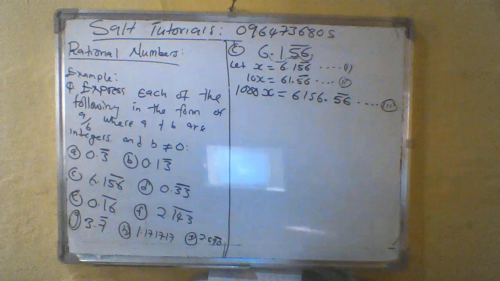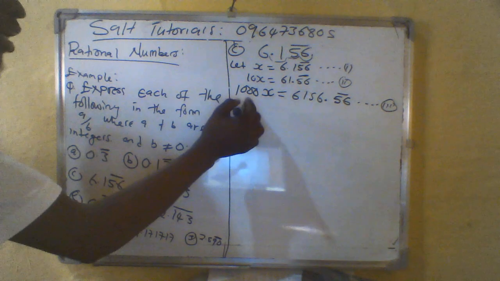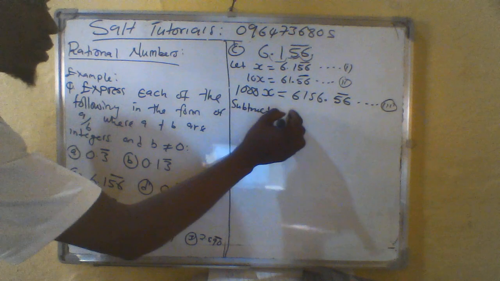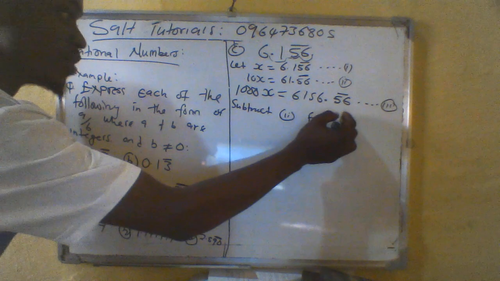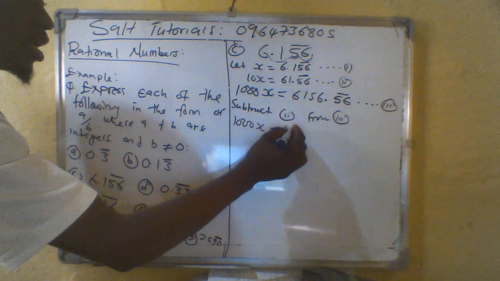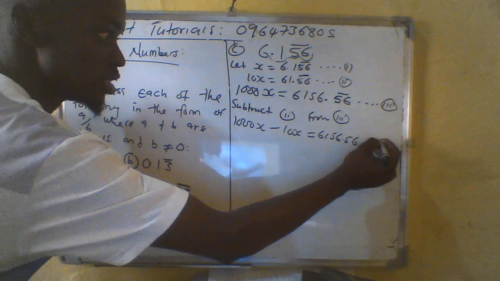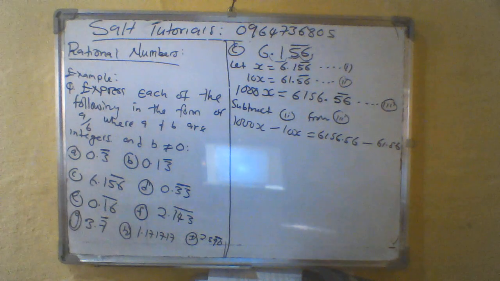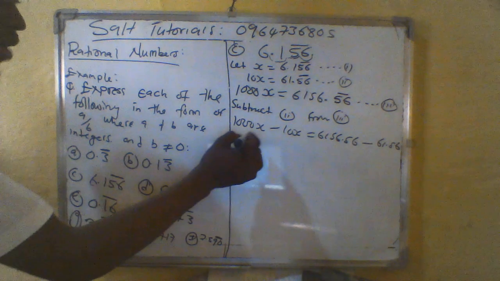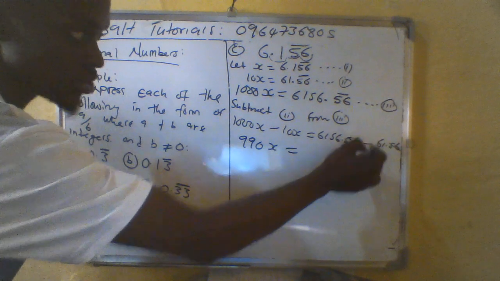So use the two equations which have the same repeating decimals, equation 2 and equation 3. So that we can subtract equation 2 from equation 3. Equation 2 from equation 3, I'm going to have 1000x minus 10x equals 6156.56 minus 61.56. Then we subtract 1000 minus 10. This is going to give me what? 990x equals this minus that. The decimal will cancel out.